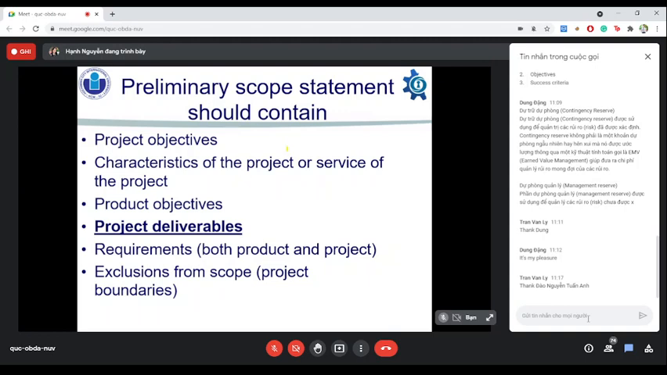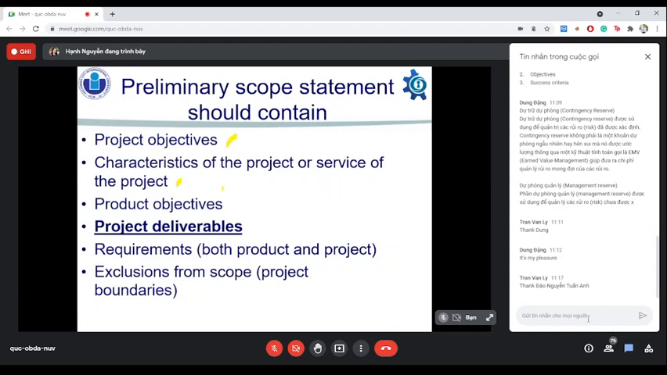There are 14 points that should be contained inside the scope statement. First, the first three factors are already included in the charter. You can see the project objectives, the characteristics of the product or the service of the project, and the product objectives. You can find these in the SOW, the statement of work, and the charter.